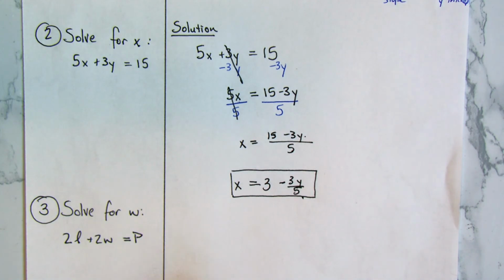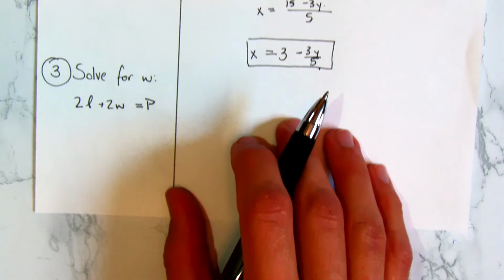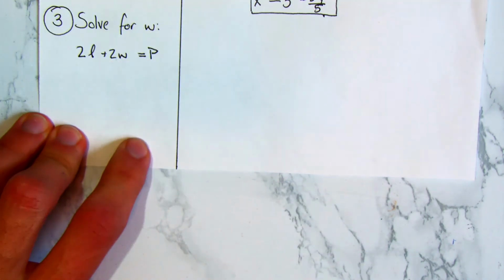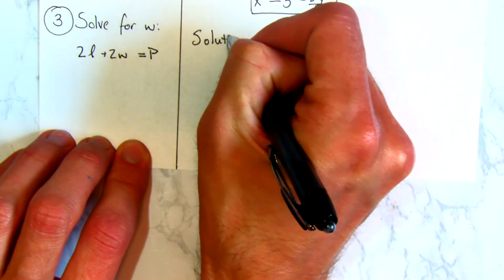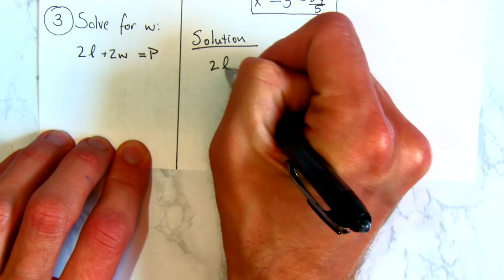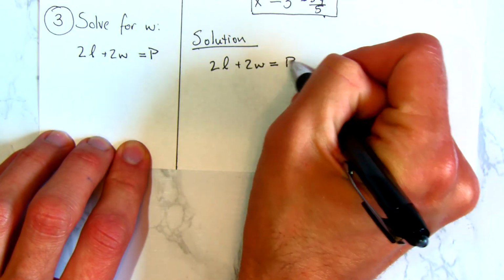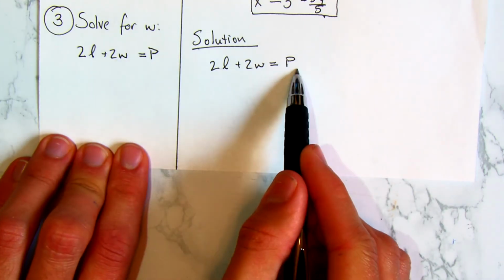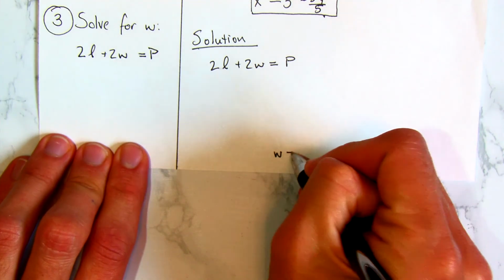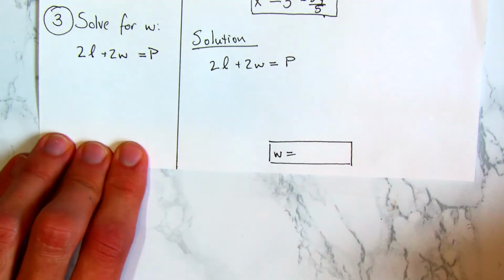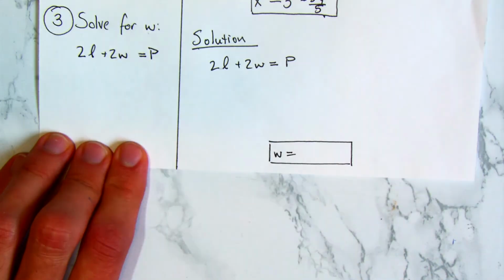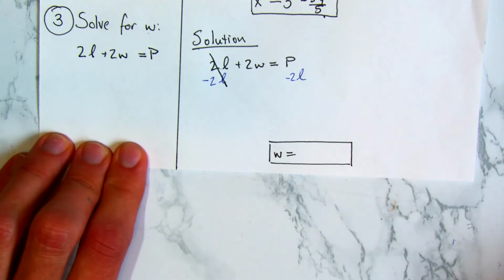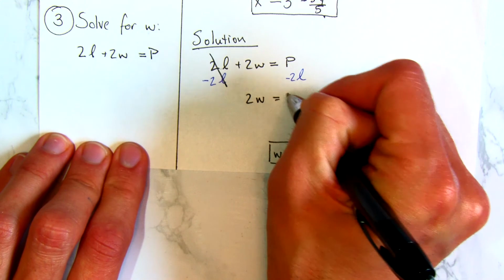Okay, number 3. Solve for w: 2L plus 2W equals P. Alright, so what we're going to do here is move over the 2L and then divide by 2, right? We want to be having something like w equals something else, since we're solving for w. So step 1, subtract 2L from each side, and we get 2w equals P minus 2L.